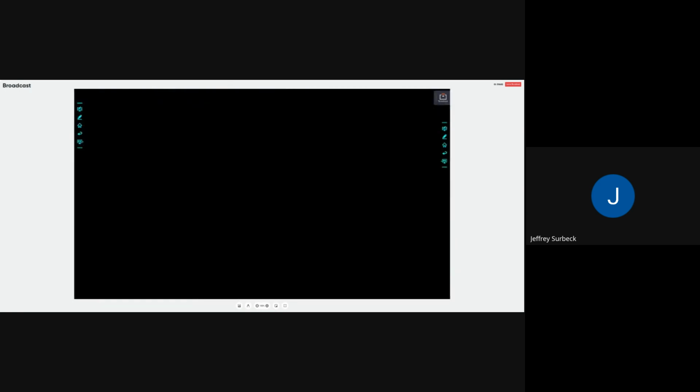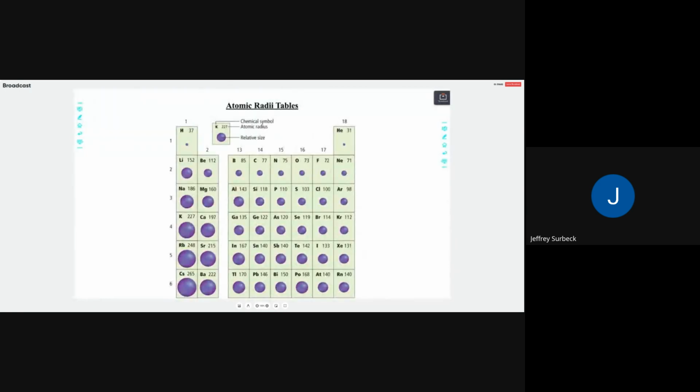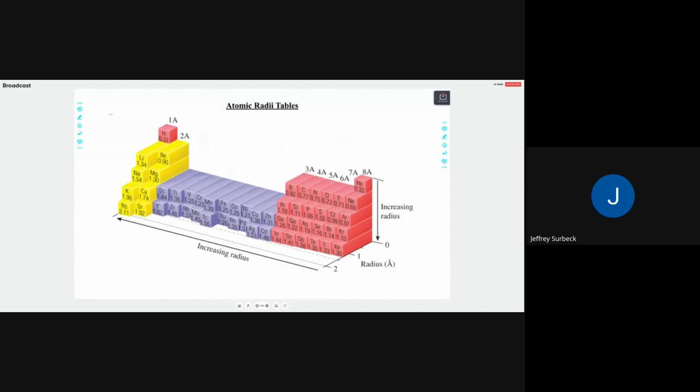All right, got a couple of different pictures here of our tables. You can see the size. This is nice. It's a periodic table of our main group or representative elements here. You can see the size from top to bottom increases, left to right will decrease in that period. We also have a chart here that shows the actual radius.